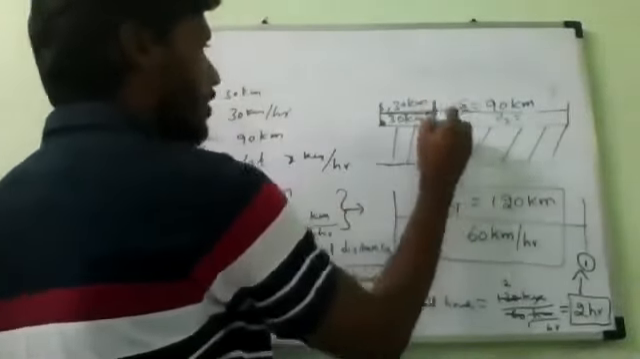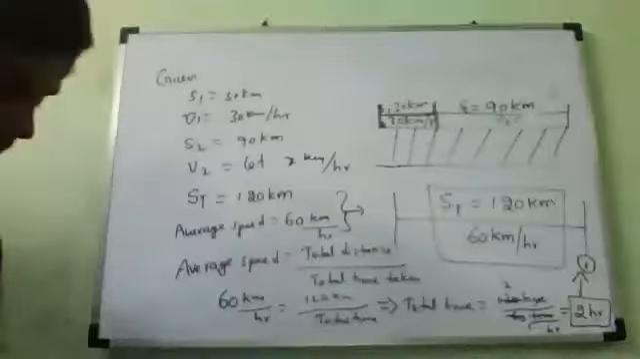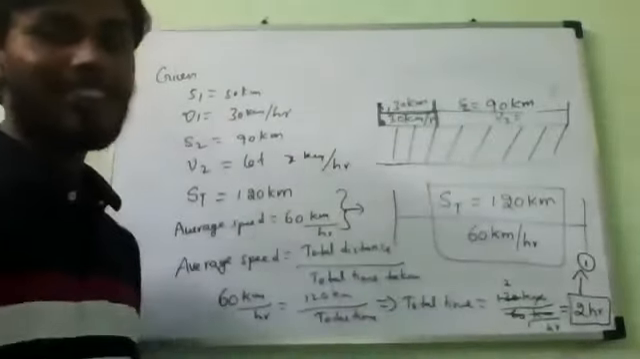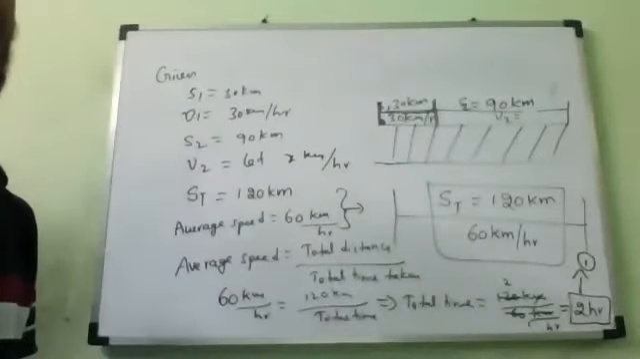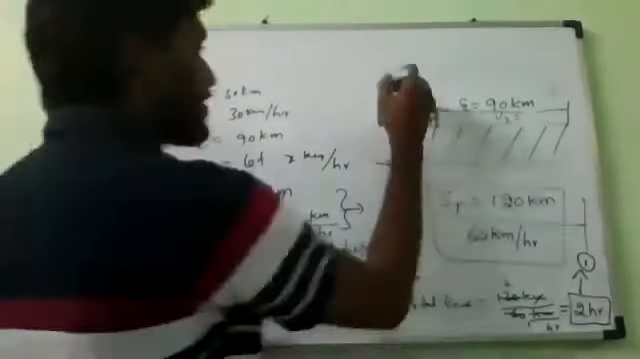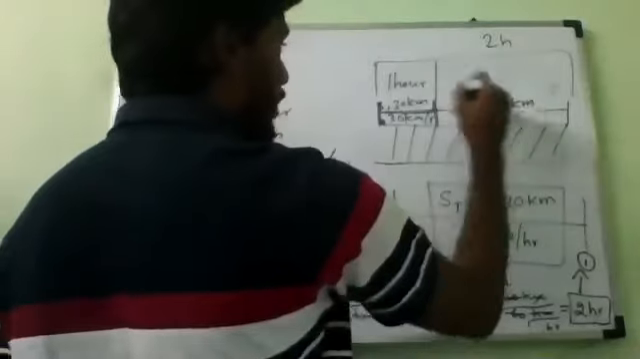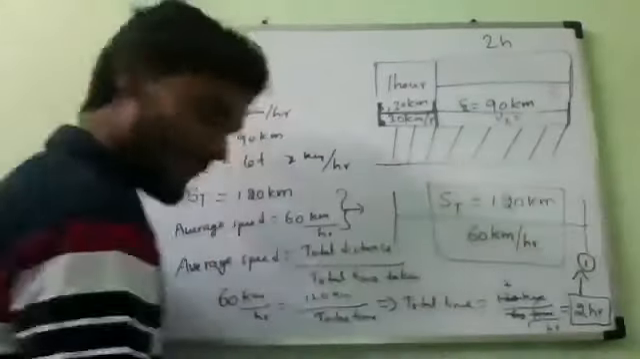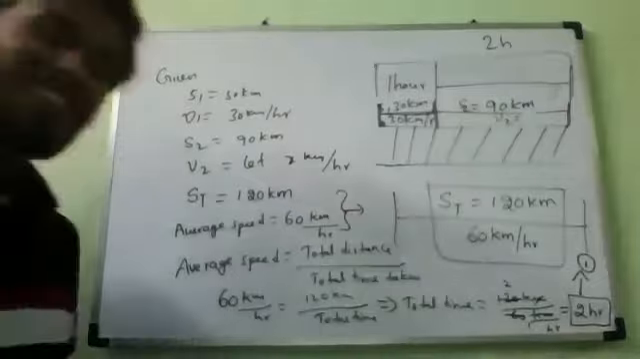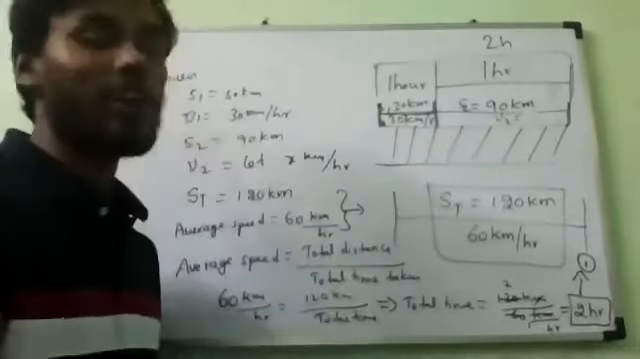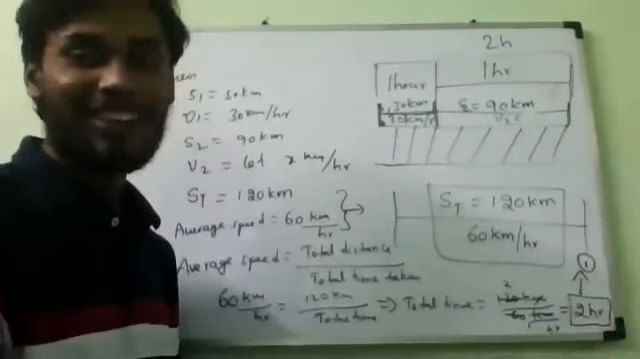Now, traveling the first 30 kilometers, how much time? How can we calculate? Speed you know, distance you know, so we can calculate time. 1 hour. So the time taken to travel the first 30 kilometers is 1 hour. But the total is 2 hours. So the next 90 kilometers is traveled in how much time? 1 hour only. So now with 1 hour for the 90 kilometers distance, what is the speed you should go?